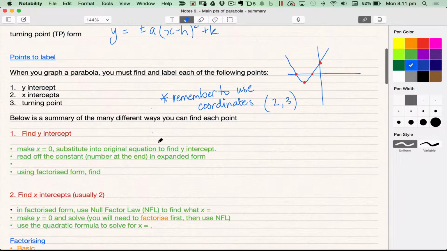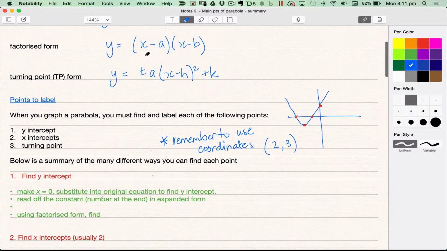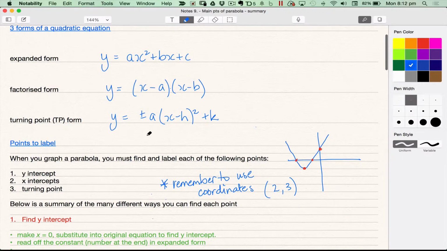Okay, this video is going to be a summary of the many different ways you can find each of these 3 points. If you would like some further information on how to do each of these, I would recommend going back to one of the previous videos to have a look at how you might do that. So the first number here is the y-intercept. So I have find a y-intercept. These are some of the many different ways. You can choose whichever way works for you, or whichever way is the easiest based on the type of form you have for your quadratic equation, one of these 3 forms.